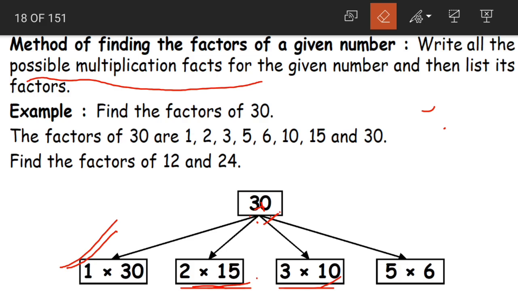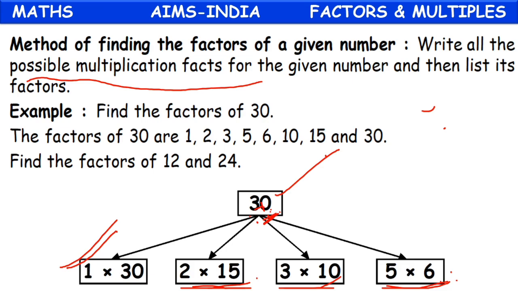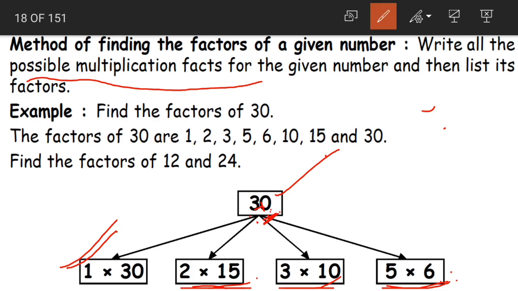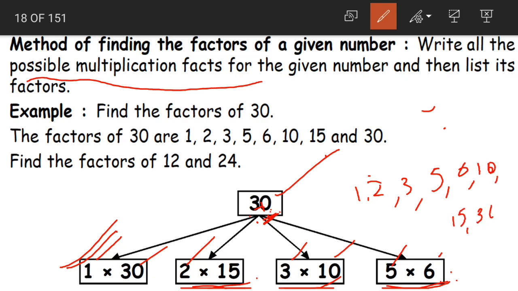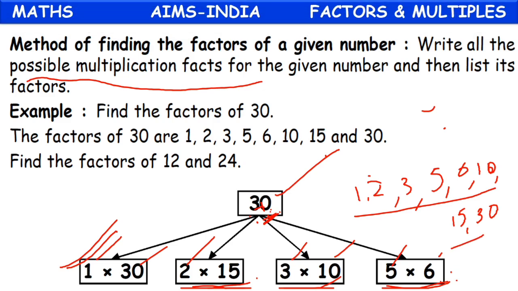It does not come in 4 table. Now coming to table 5. It is having 0 in the ones place. So yes, it is divisible by 5. 5 6s are 30. So only these are the multiplications in which 30 comes. So what should you do? List out all the factors in ascending order. 1, then 2, then 3, then 5, then 6, then we have 10, 15 and 30. All these become our factors of the number 30 children.